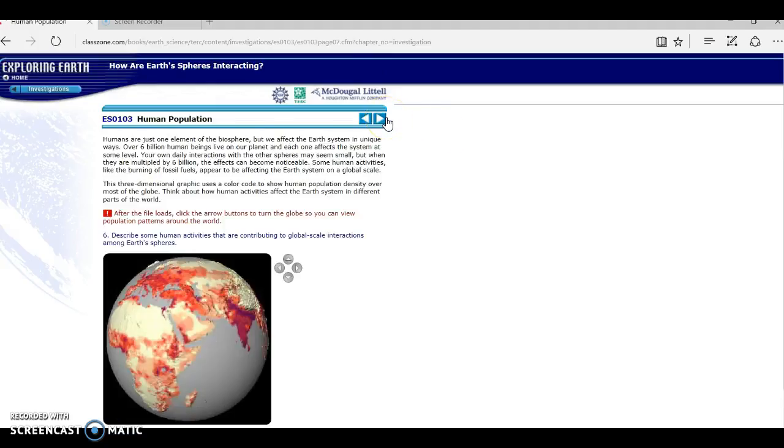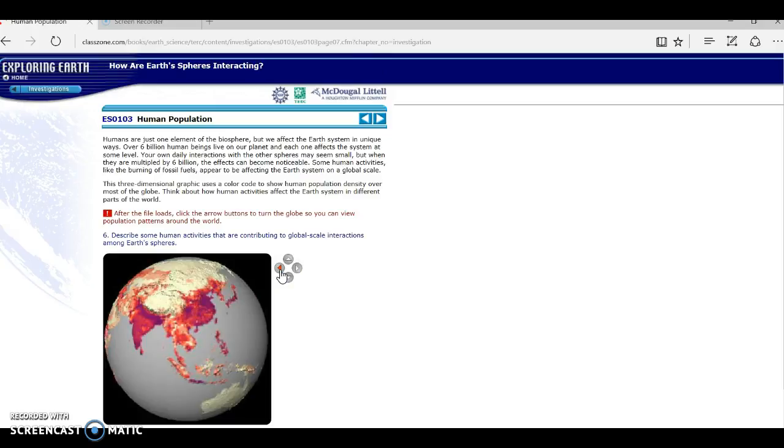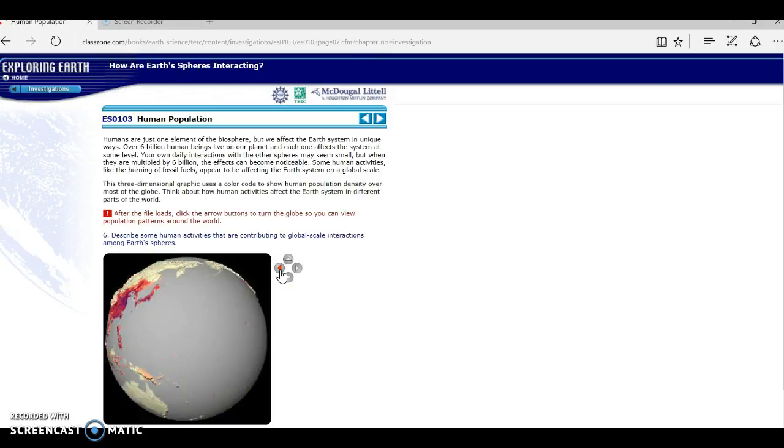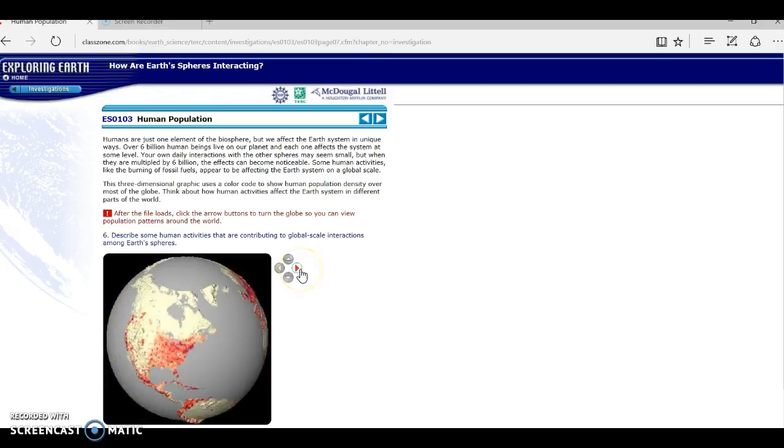And then this says there's 6 billion people, but there's 7 billion people. And while we think there isn't a huge change when we make an interaction happen, you multiply that by now 7 billion people, those effects become noticeable. So it talks about burning fossil fuels affecting the Earth system on a global scale. You can see this is a map of the population of the world. You can see how the population density is in different areas of the world, and you can think about how those densities of populations could be affecting those different spheres.